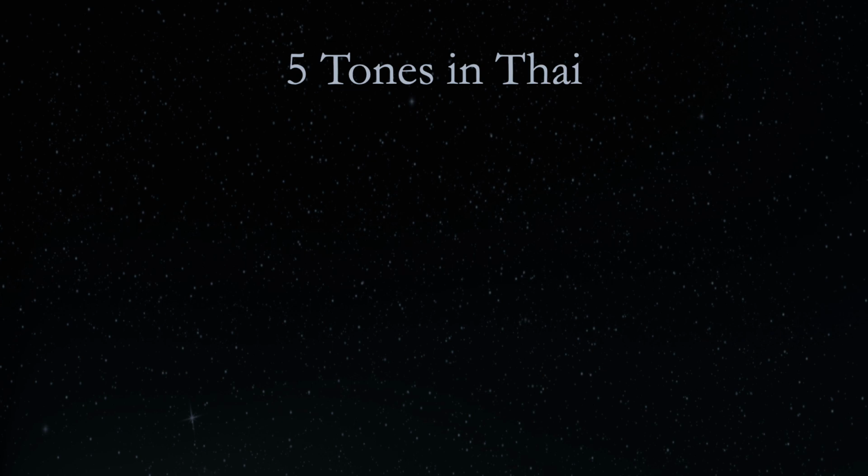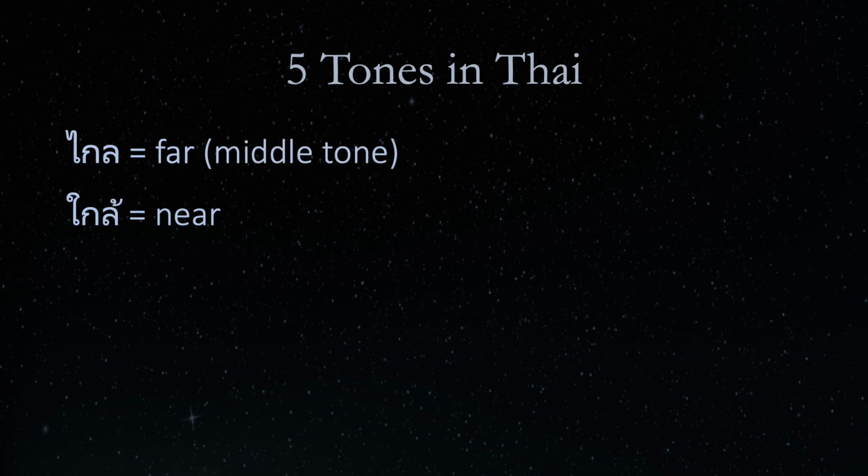That means that the meaning of a word in Thai is not only determined by the consonant and vowel sounds in the syllables of the word, but also by the pitch or tone with which the syllables are spoken. The word glai, for example, means far, while the word glai means near. Both words have the same consonant and vowel sounds in the same order, but the difference in tone results in a difference in meaning. Glai in the middle tone, meaning far, and glai in the falling tone, meaning near.